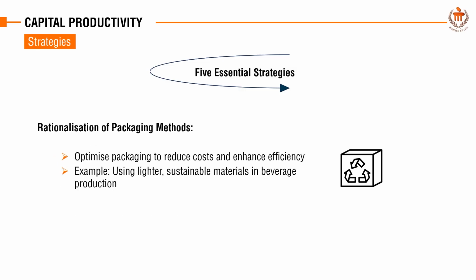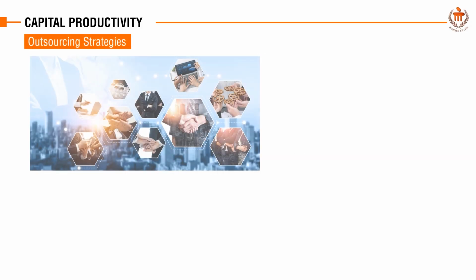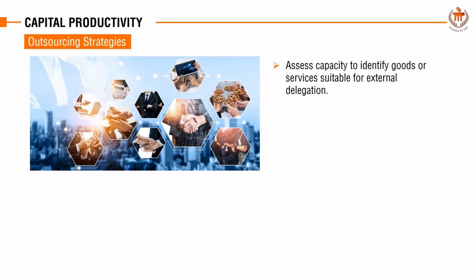Number 5, rationalization of packaging methods, wherein rationalization of packaging involves optimizing processes for efficiency and cost reduction, such as a beverage company using lighter, sustainable packaging materials. Now, let's study each strategy one by one in detail. The first one is outsourcing strategies.